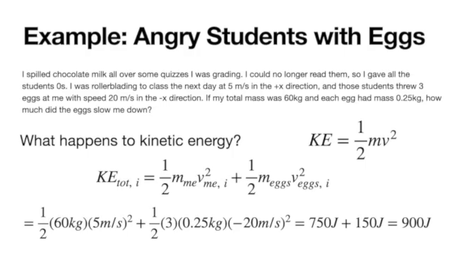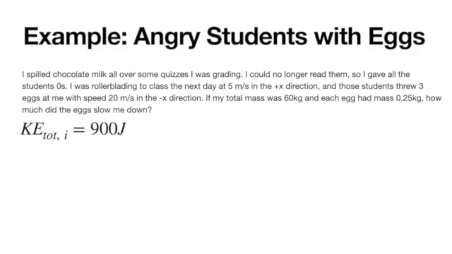Anyway, for speed we put in a magnitude, and then our result is that our total kinetic energy is 900 joules. So I have some kinetic energy, eggs do. That's our total. Great. So now what about our final?